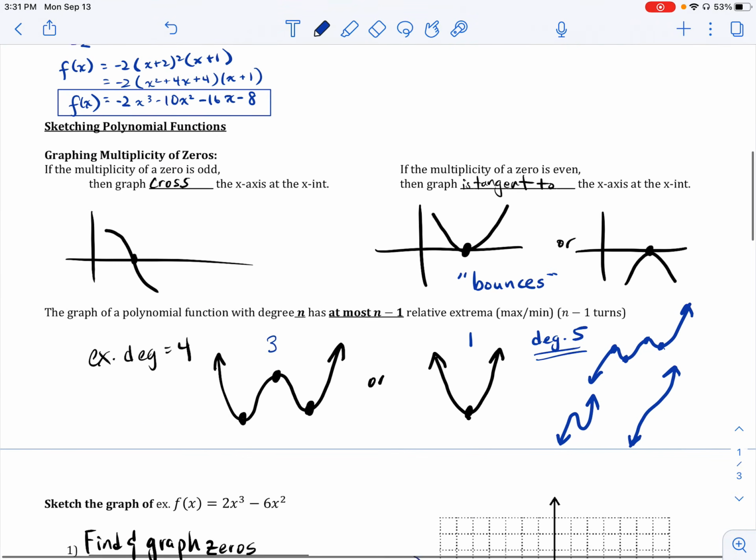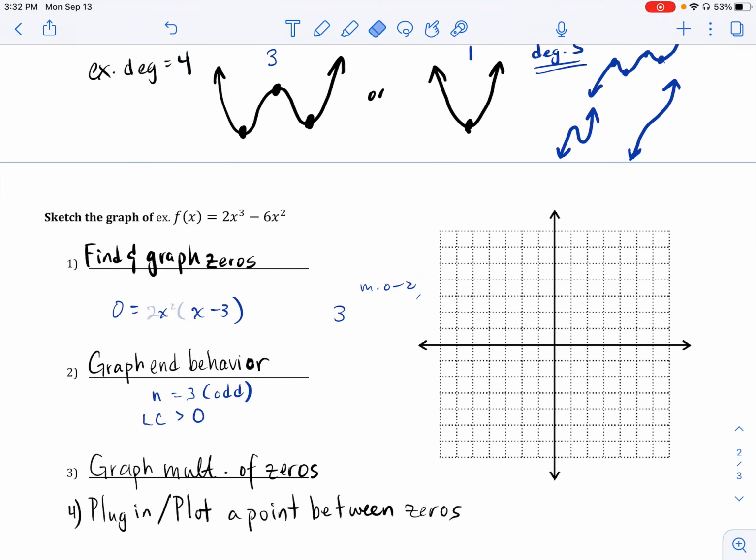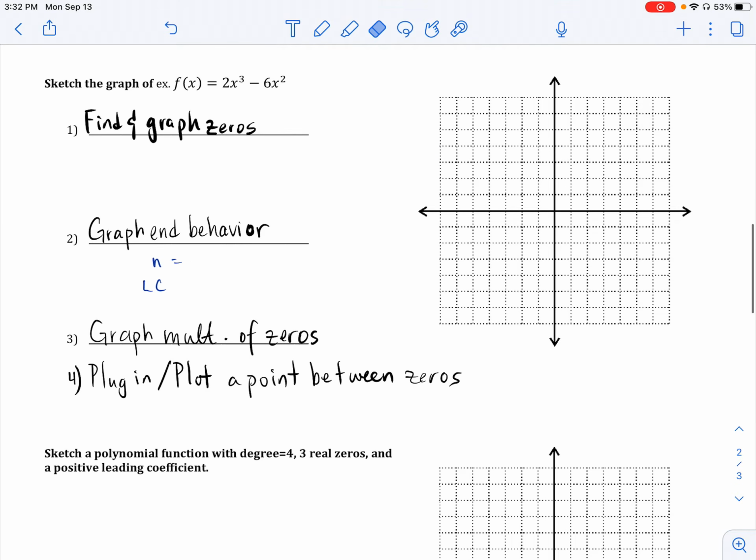So now that we have all that, let's put it all together and let's sketch some graphs now.